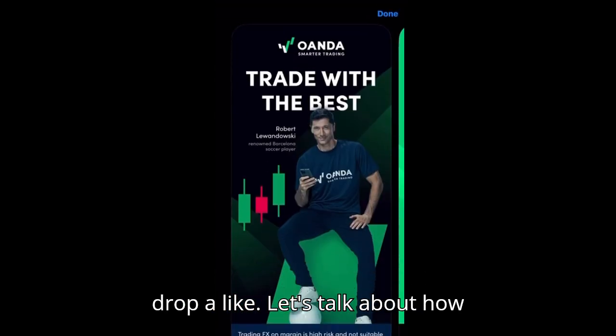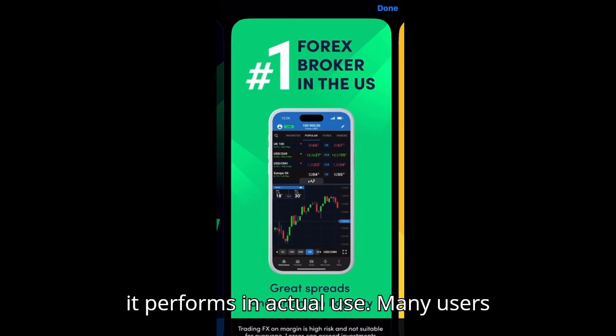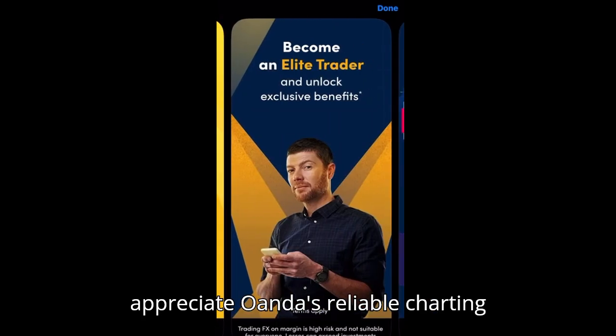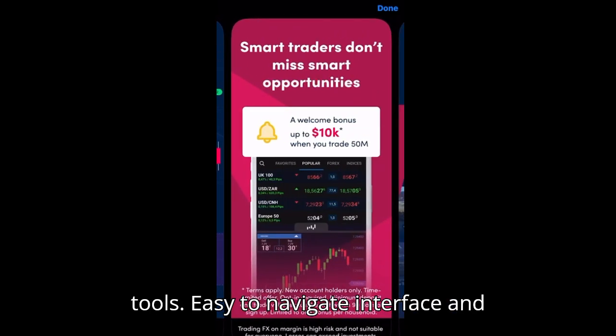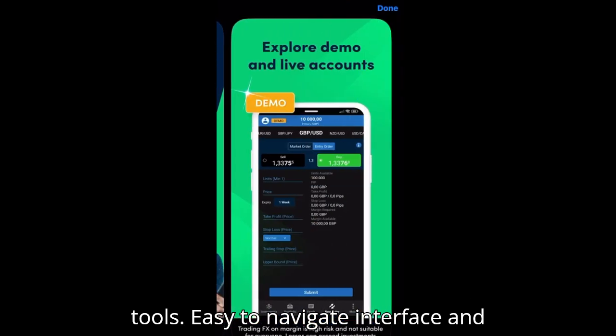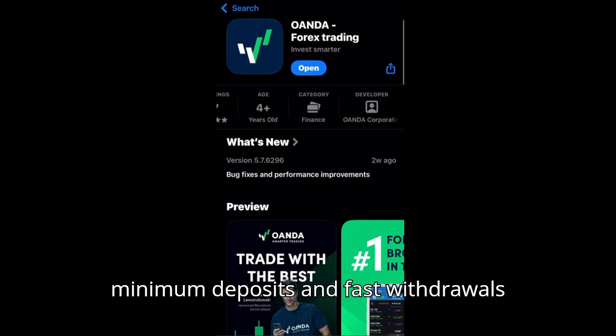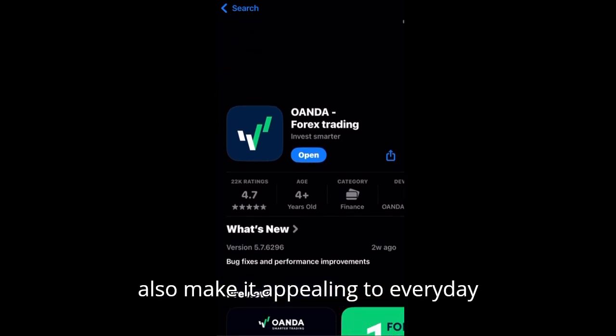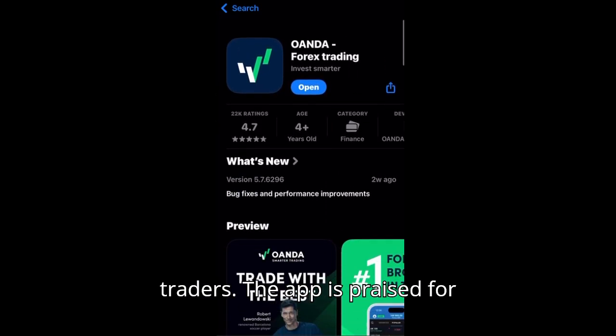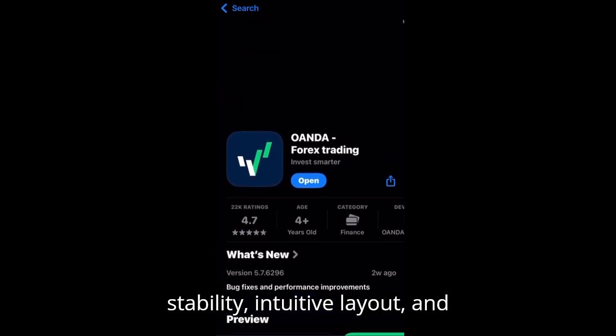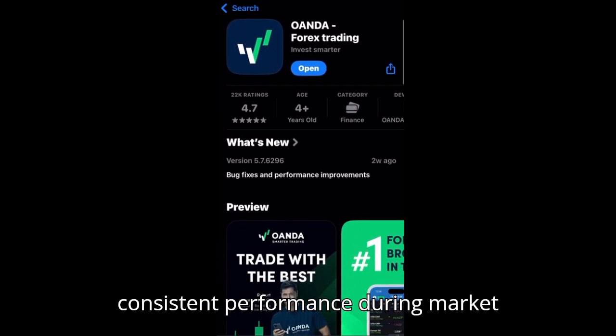Let's talk about how it performs in actual use. Many users appreciate Oanda's reliable charting tools, easy-to-navigate interface, and highly accurate pricing data. Its low minimum deposits and fast withdrawals also make it appealing to everyday traders. The app is praised for stability, intuitive layout, and consistent performance during market volatility.